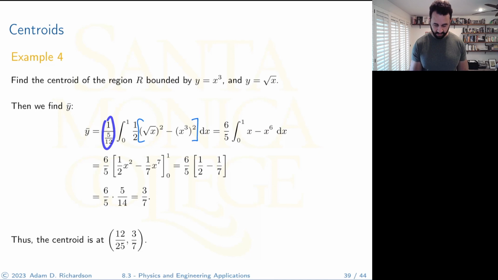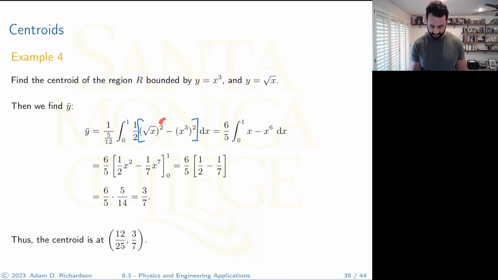All right, so when you flip this, you'll get 12 over 5, right? 1 over 5/12 is 12 over 5. And then when we pull out this 1/2, it'll cancel with a factor of 2 in the 12, and it'll give you a 6. That's where that comes from.